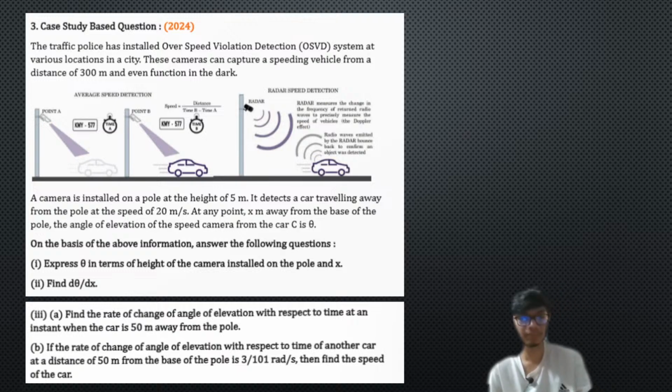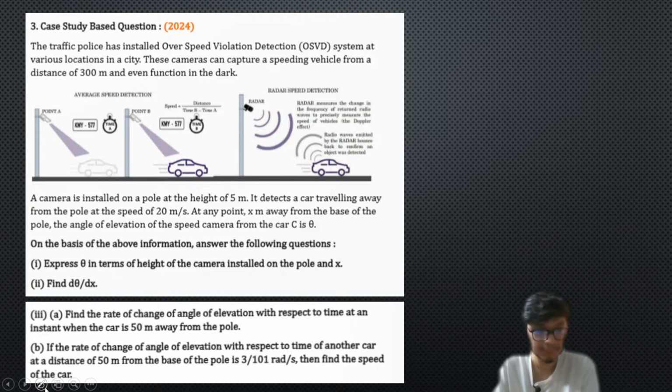Okay, so let us see what this particular problem has to offer. We have a question where the traffic police has installed an overspeed violation detection camera system. What does it do? It is installed in various locations in the cities, and this camera can capture a speeding vehicle from a distance of 300 meters. Now, very interesting.